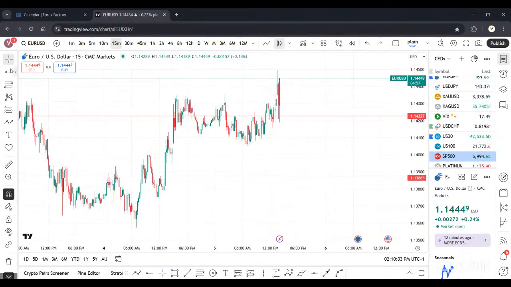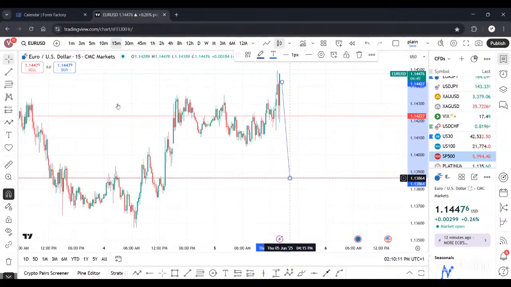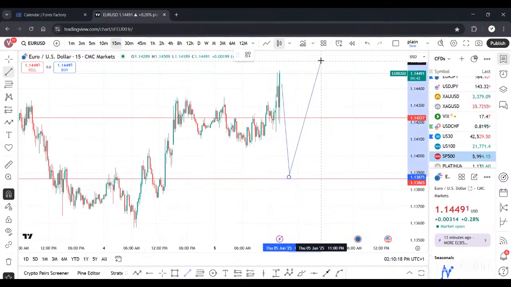All I want to see price do is retrace into this very left shoulder. Once price gets there, I'm willing to long EURUSD. So that's the end of my analysis for today.